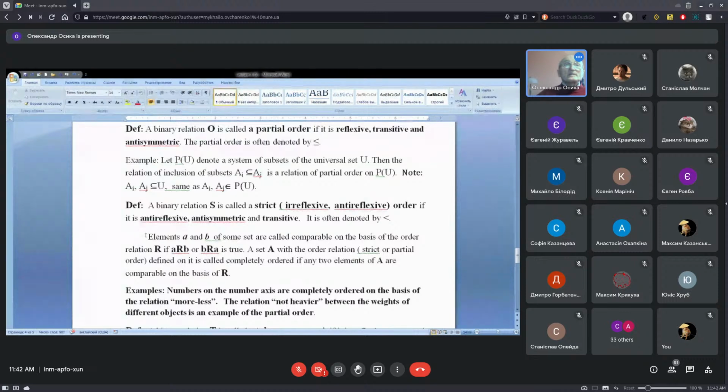Definition. A binary relation S is called a strict order, or many people call it irreflexive order or anti-reflexive order, if it is anti-reflexive, anti-symmetric, and transitive. It is often denoted by this symbol, the relation greater.